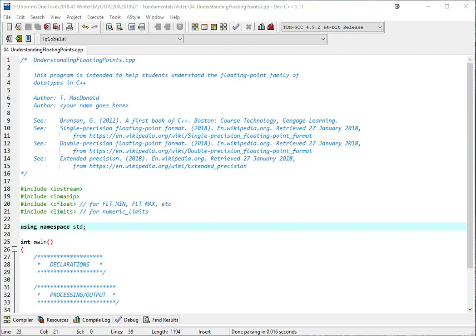Hi, it's Tom. In this video, which is the fourth in a series about data types, we'll write a program that helps us understand some of the technical details of the floating point family of data types in C++.